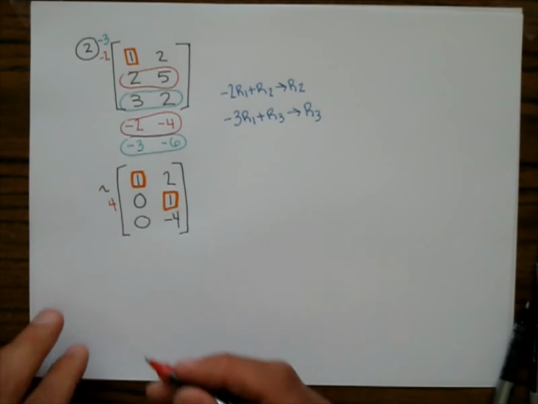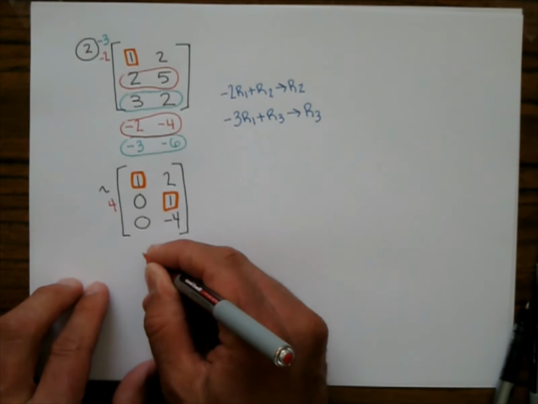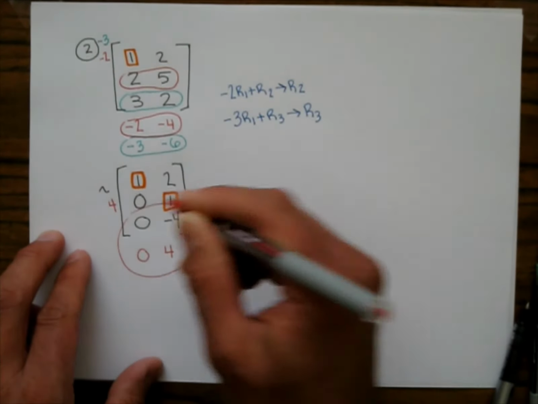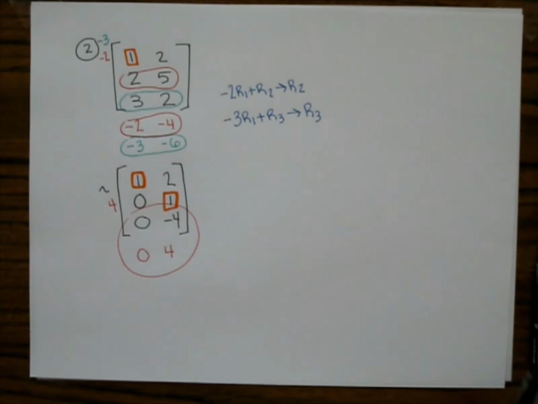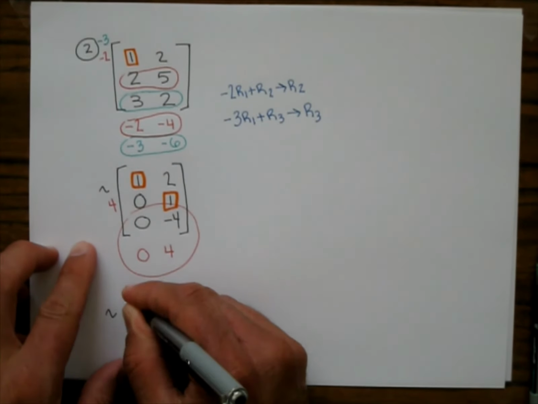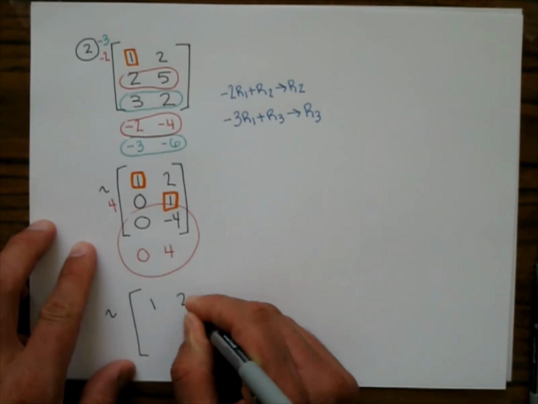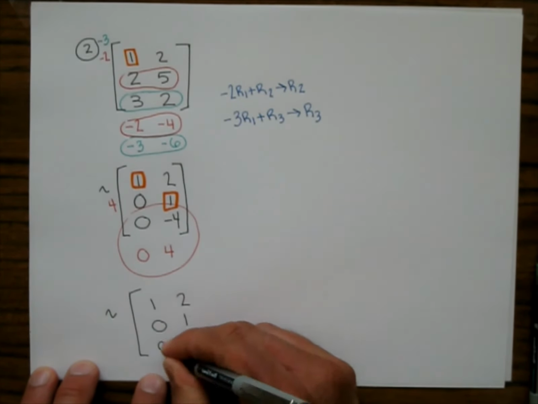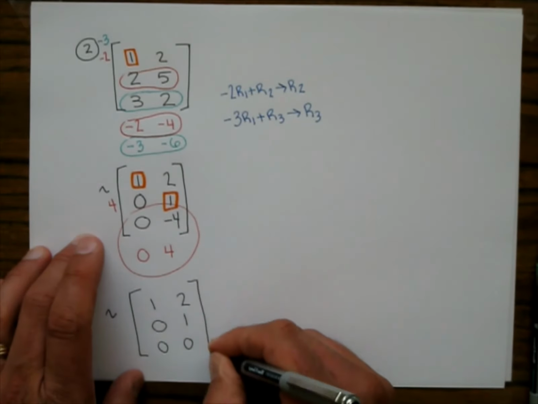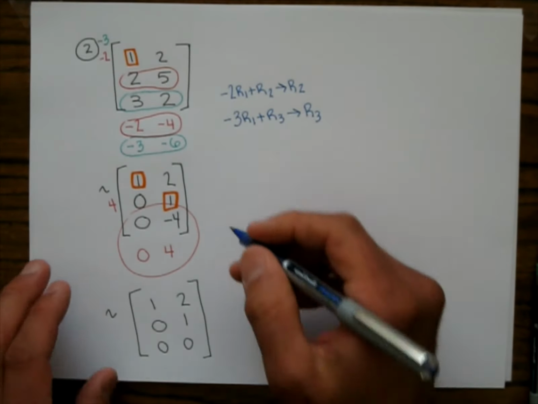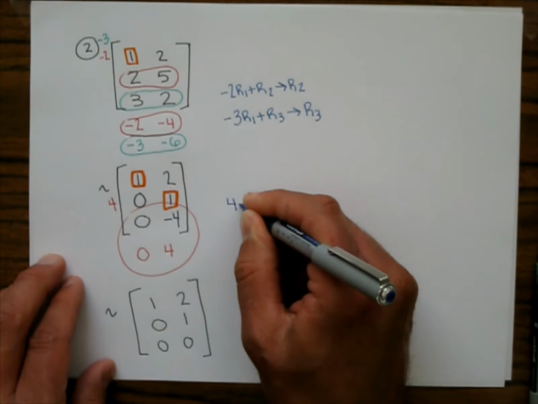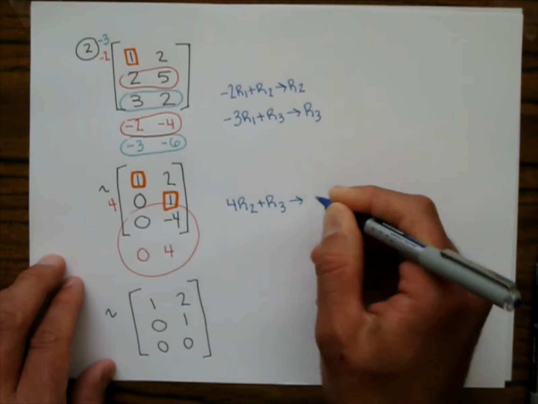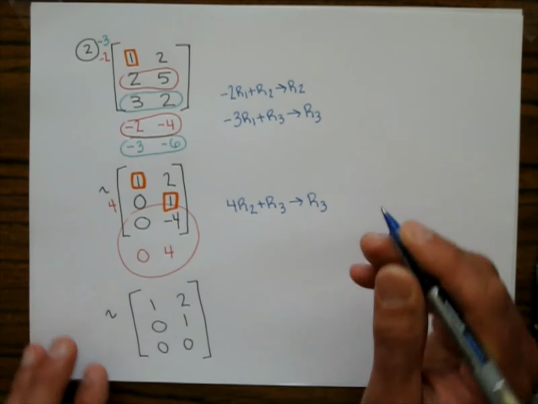When I do that, I'll put temporary row 2 right below the matrix, so 0, 4, and I'm going to add those guys together. So look what I have. 1, 2, 0, 1, and then look, 0, 0. My machine language for this is 4 times row 2 plus row 3 gives me the new row 3.